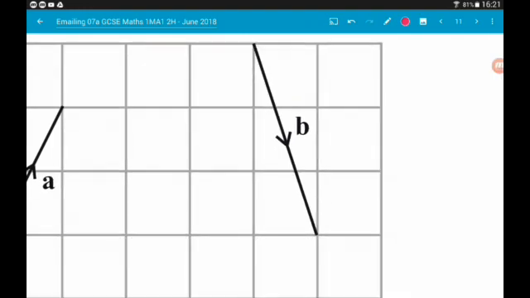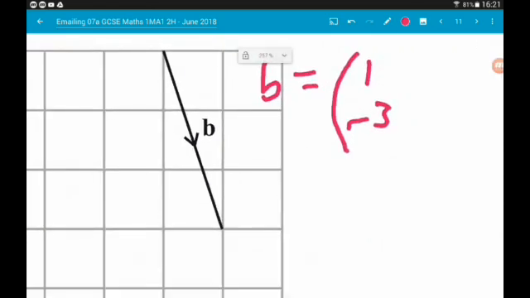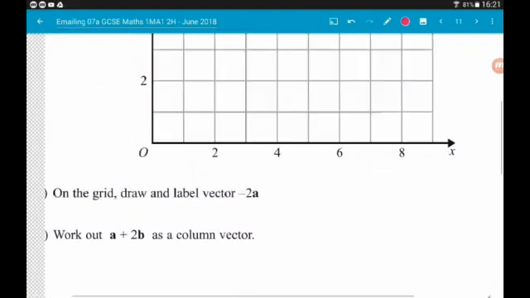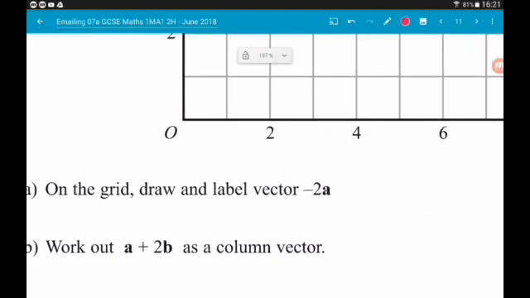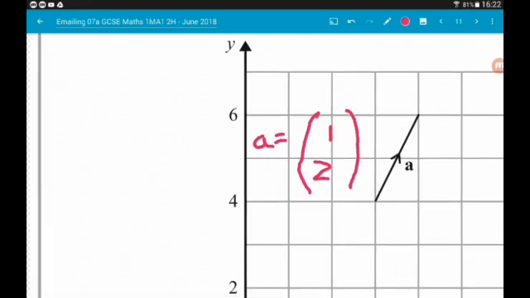And vector B, well, again, it takes us one place to the right, so it's 1 on top, and then it takes us 3 places down, so it's 1, minus 3, like that. Okay, so part A asks us to, on the grid, draw and label vector minus 2a. So let's work out what that is as a column vector first.